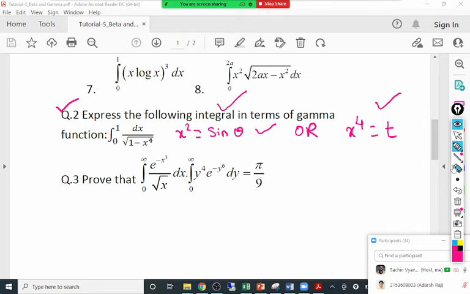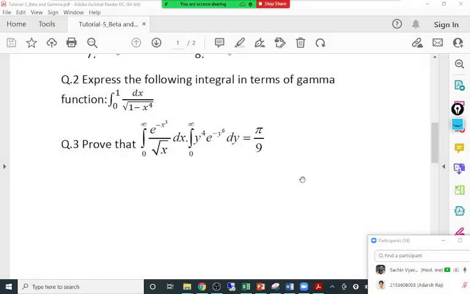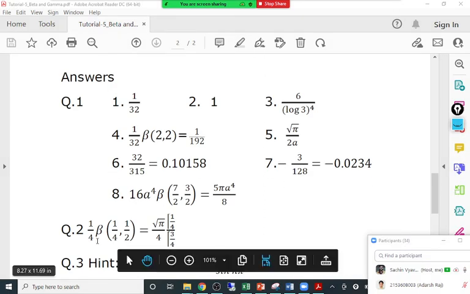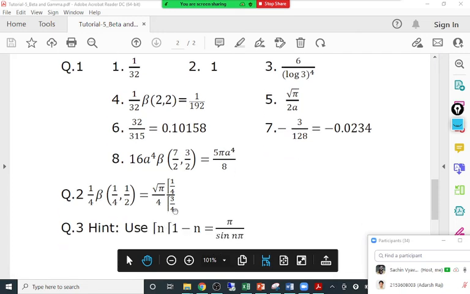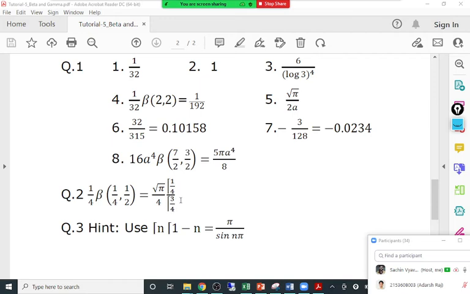Okay, and your answer for this question number 2 will be 1 by 4 beta of 1 by 4 comma 1 by 2. And if you convert into the gamma form, the answer is root pi by 4 gamma 1 by 4 upon gamma 3 by 4. You have to keep it as it is. No need to simplify. If there are some standard values, you can simplify, otherwise keep it as it is.